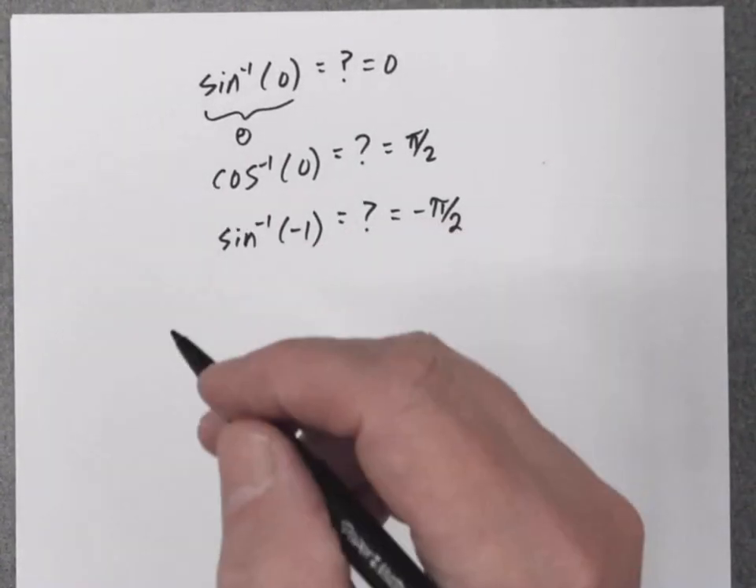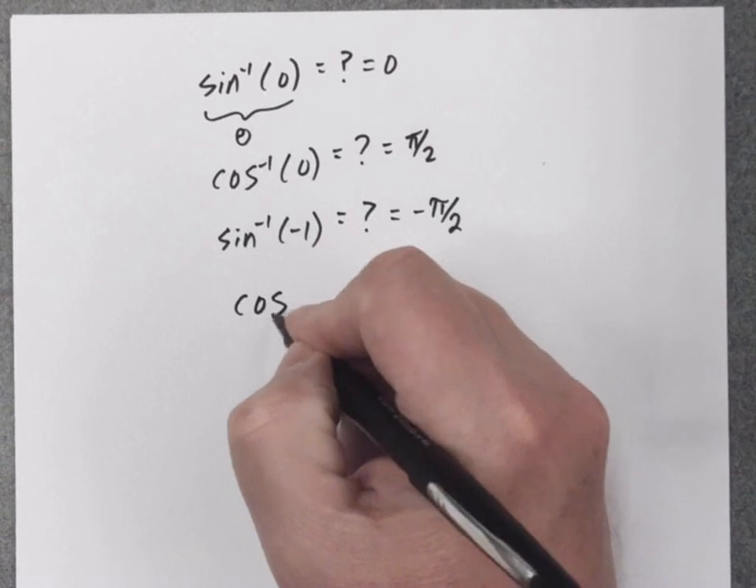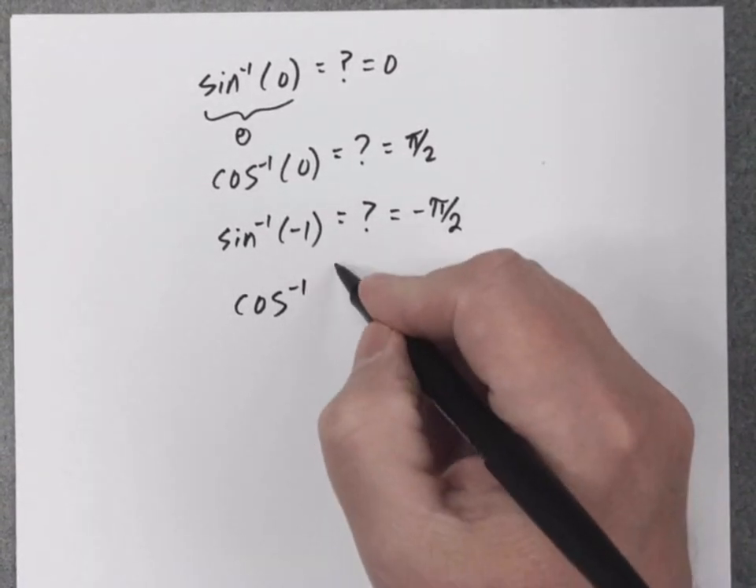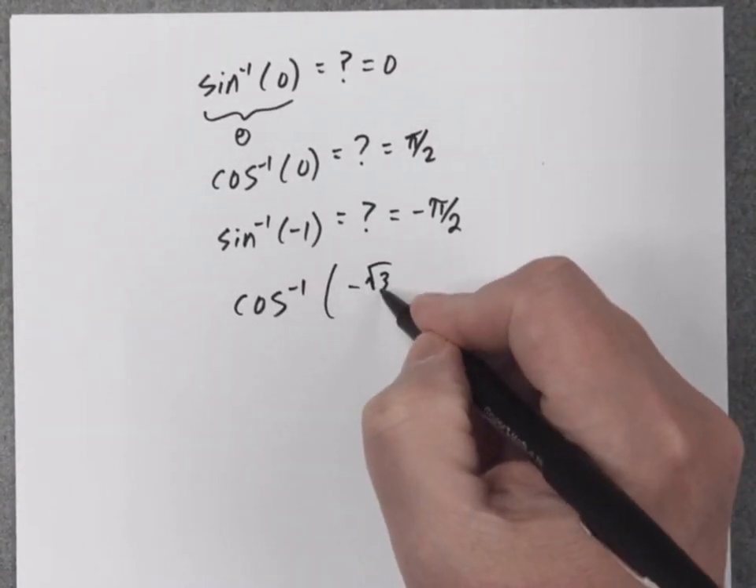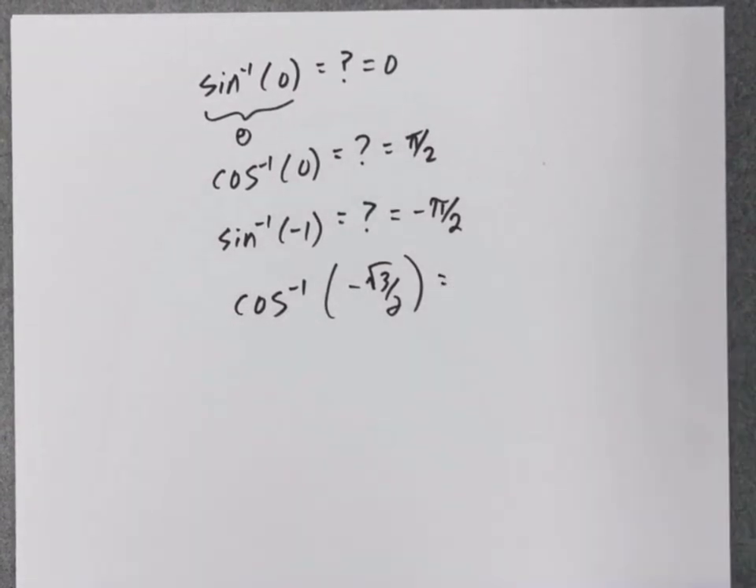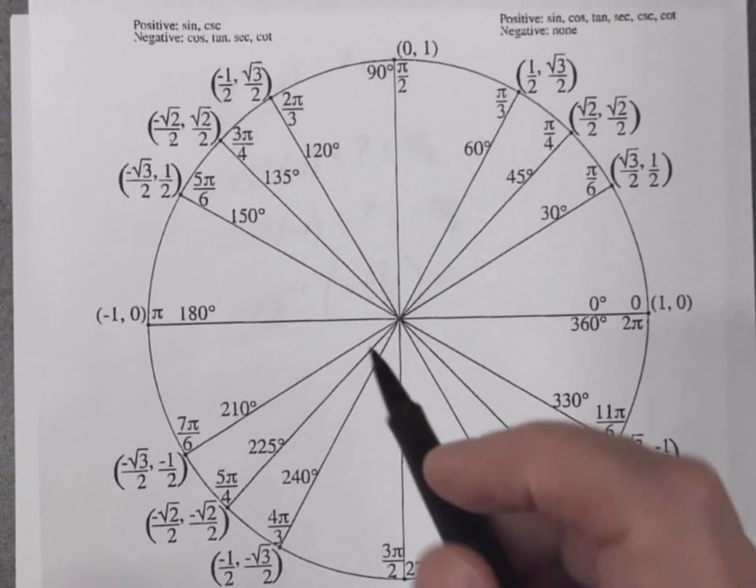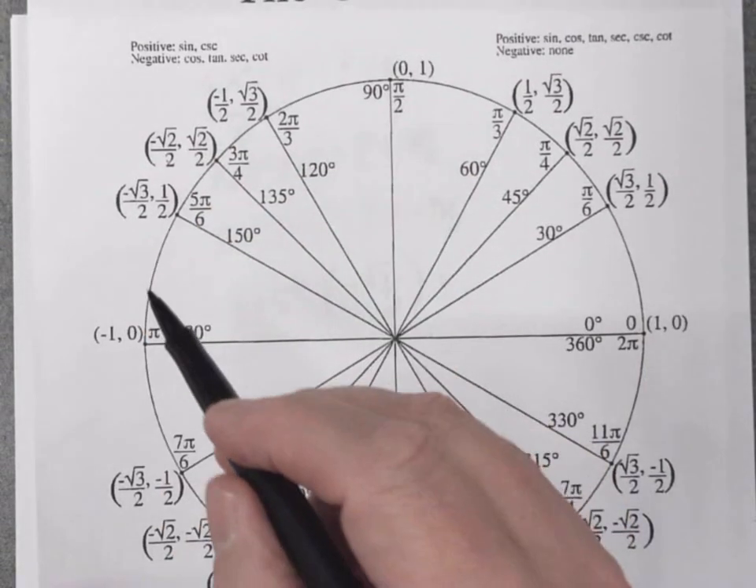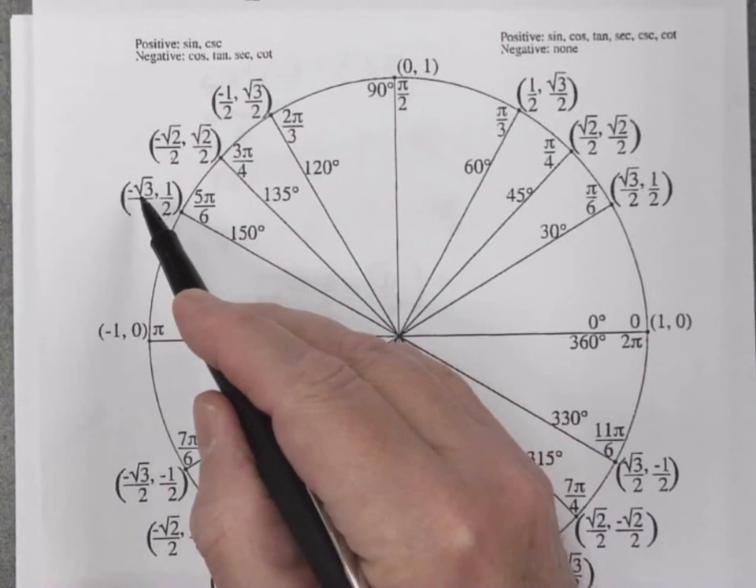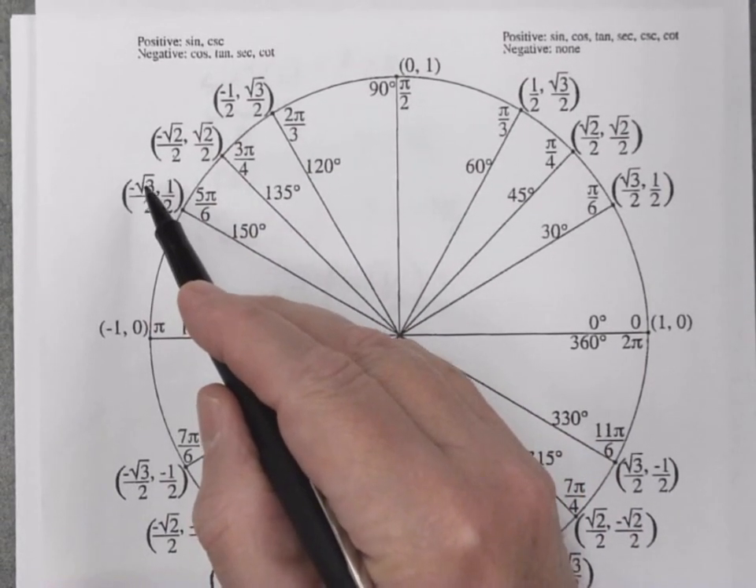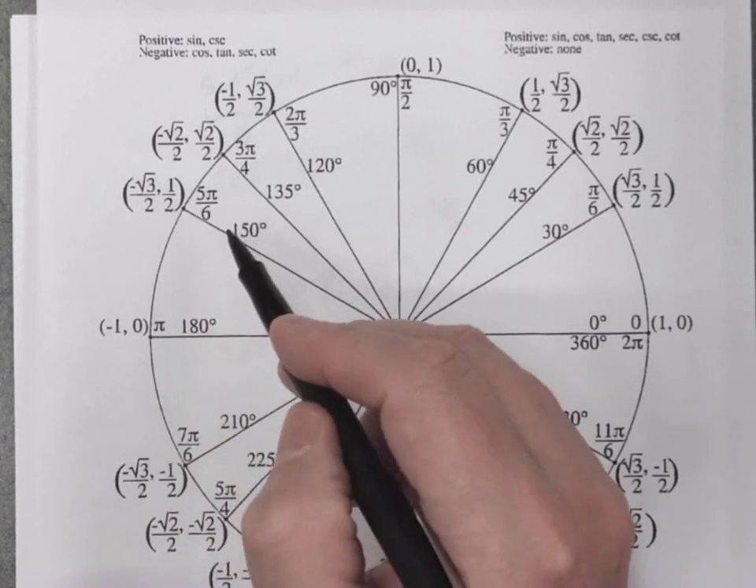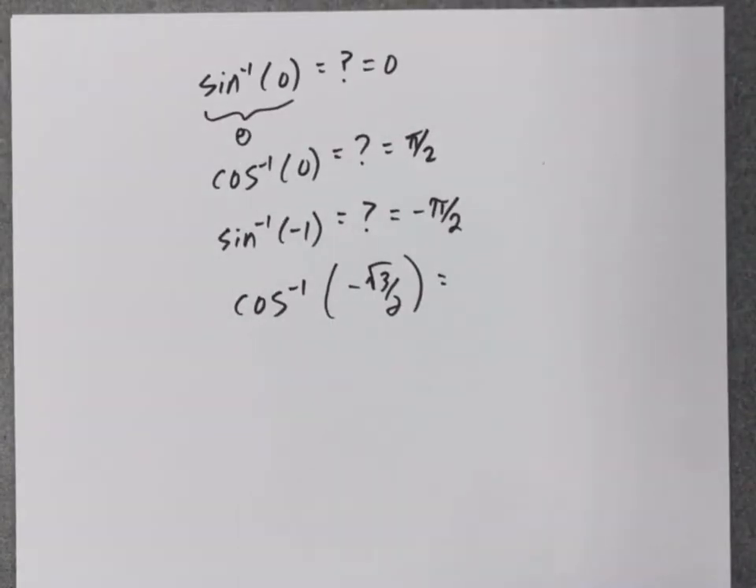Maybe I'll just do one more. I may have even already done this. Inverse cosine of negative square root of 3 over 2. So I'm looking in the top half of the unit circle. I'm looking for an angle where the cosine is negative square root of 3 over 2. Top half of the unit circle looks like here, the cosine is negative square root of 3 over 2. It's an angle of 5 pi over 6.